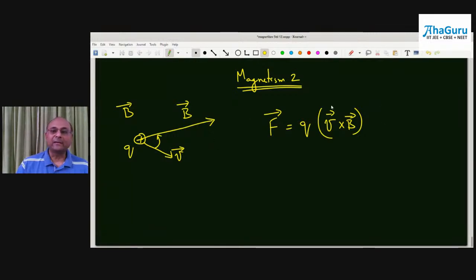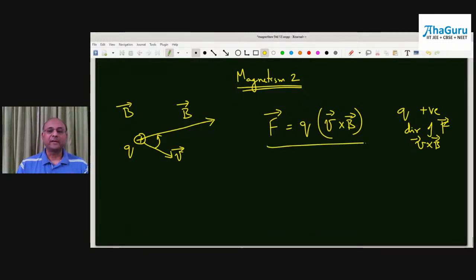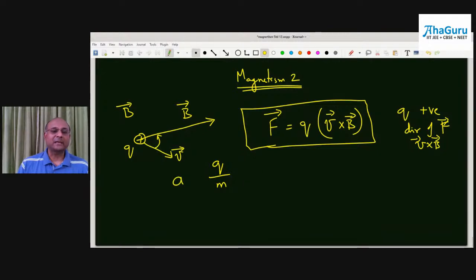If Q is positive, the direction of force is the same as the direction of V cross B. That is the direction of the thumb. If Q is negative, the direction of force is opposite to the direction of V cross B. So it is Q times V cross B, that is the force. We know this. A lot of questions in magnetism, Q by M comes up. Because, for example, if you want the acceleration vector here, you will get Q by M into V cross B.